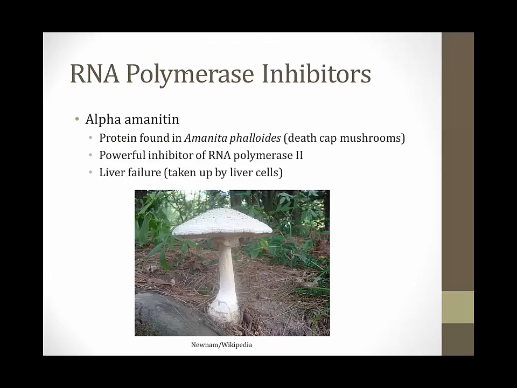There are some naturally occurring substances and also some drugs that function by inhibiting RNA polymerase. One of them is alpha-amanitin. This is a protein produced by the mushroom Amanita phalloides, which is also called the death cap mushroom. This protein is a powerful inhibitor of RNA polymerase 2, and if you consume this mushroom, the protein will be taken up by your liver cells, and this will lead to liver failure. And unfortunately, I've seen one person in my career who accidentally ate one of these mushrooms. She ended up in the intensive care unit with acute liver failure and required a liver transplant. It is very dangerous to eat these mushrooms, hence the name death cap mushrooms.